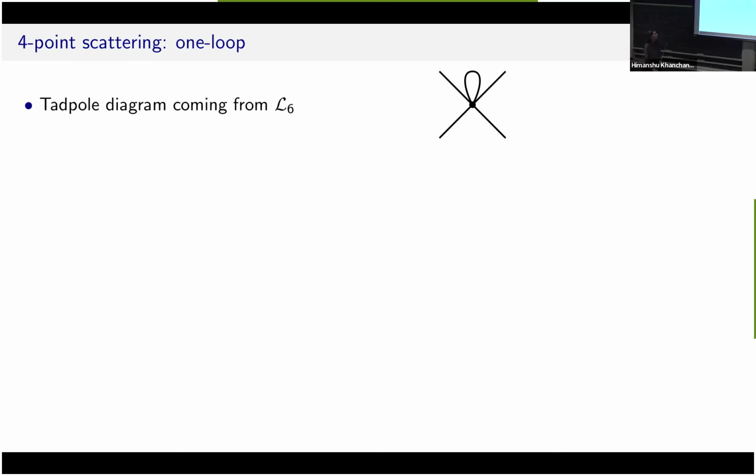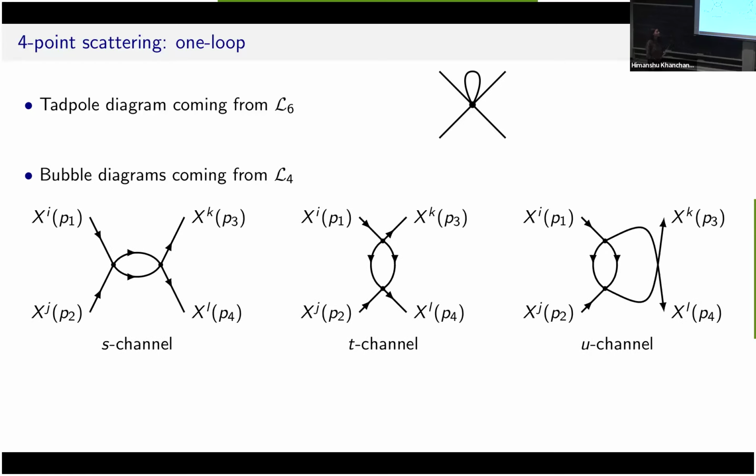Now let's look at the one loop case. So there are two types of diagram that contribute to the one loop scattering. One is the tadpole diagram that comes from the vertex involving 6 fields, but you can show that this actually vanishes, so we don't need to consider it. The other types of diagram are the bubble diagrams, so the S channel, the T channel, and the U channel. And one needs to compute the contribution of these 3 diagrams to the one loop amplitude.